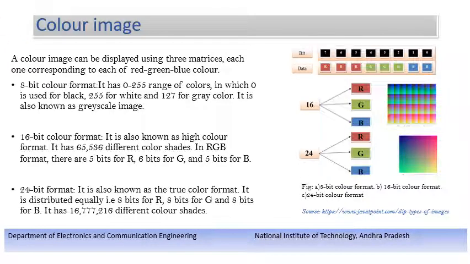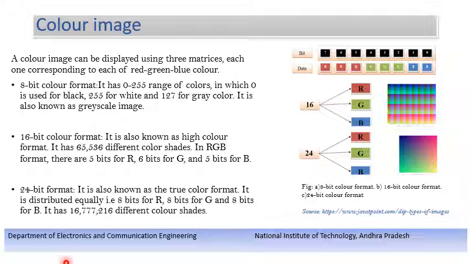The third type of image is a colored image. It is displayed using combination of red, green and blue colors where each color is represented using a separate matrix. I've taken an example of three different color formats to represent a color image. There can be many others. The first one is 8-bit color format. It has 0 to 255 range of colors in which 0 is used for black, 255 for white and 127 for gray color. It is also known as grayscale image.